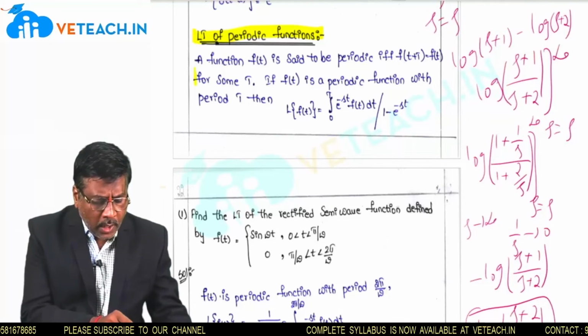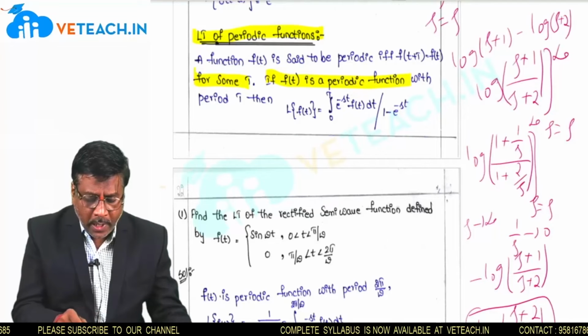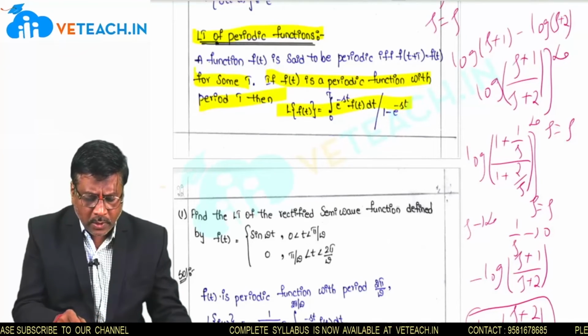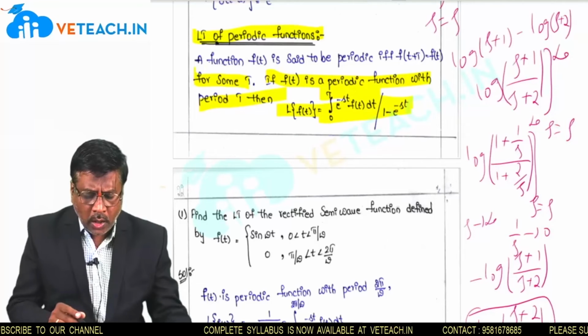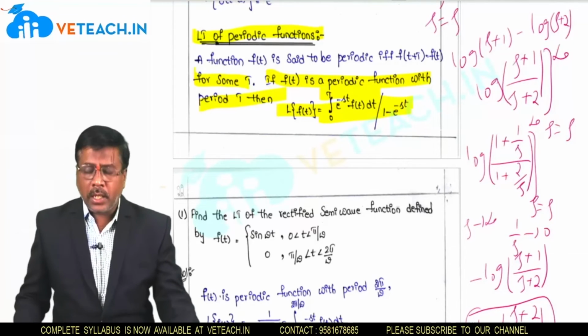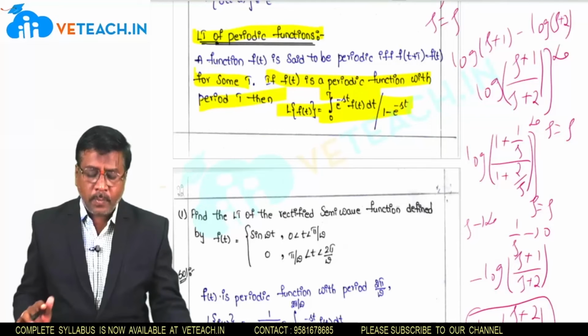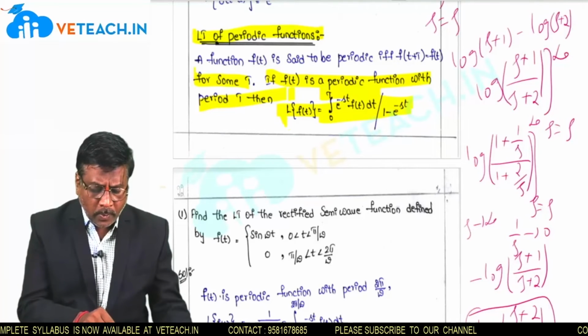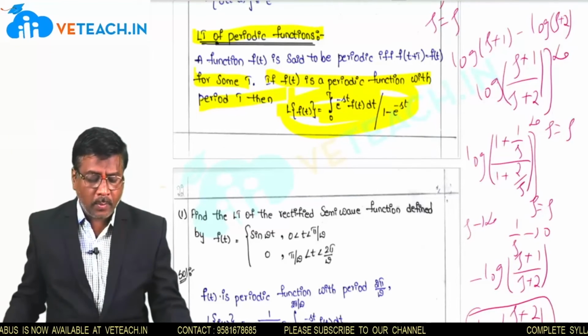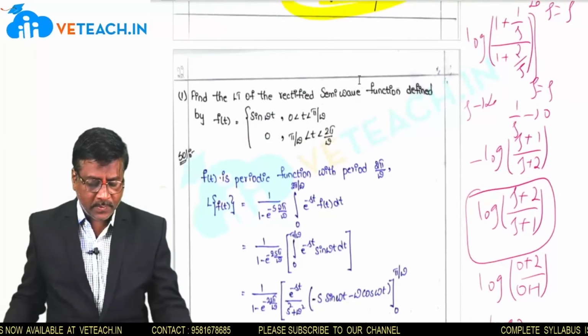So if f of t is a periodic function which has period T, then L of f of t is equal to the integral from 0 to T of e power minus st into f of t into dt, divided by 1 minus e power minus sT. Please all of you keep this in mind; this is the formula for the periodic function. So for those functions you are able to find the Laplace transforms.